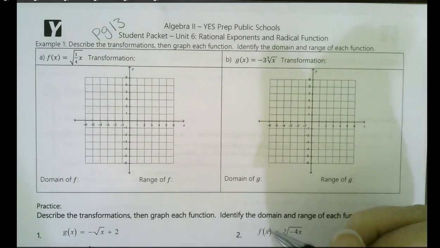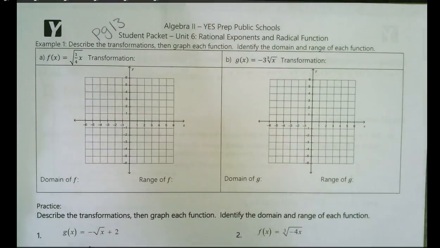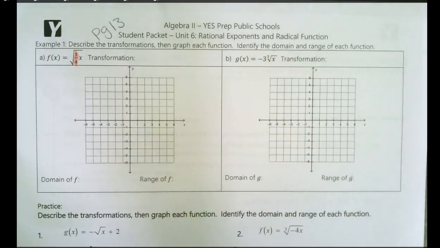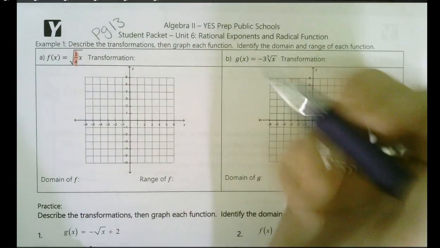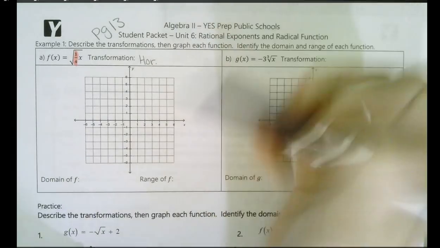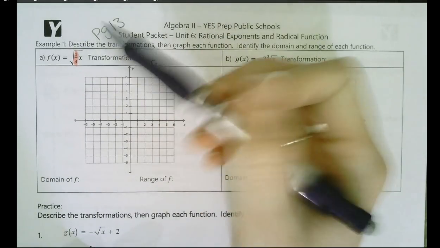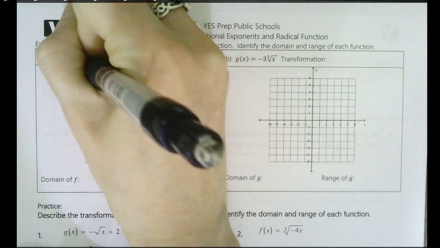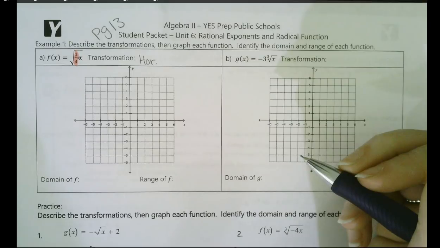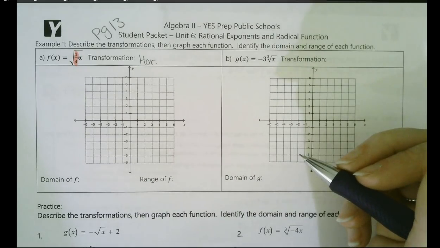So for this one, our transformation, on the inside of this function here, I see a 1/4. So it's underneath my radical. That means it's on the inside, so it's going to be a horizontal change. Now, it's being multiplied. So if we look at our chart, it's one of three things. It's either a reflection, a stretch, or a shrink. I can eliminate reflection because it's not negative. Now I'm just stuck with stretch or shrink.